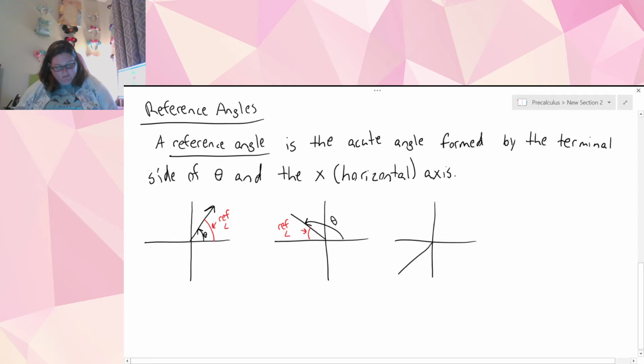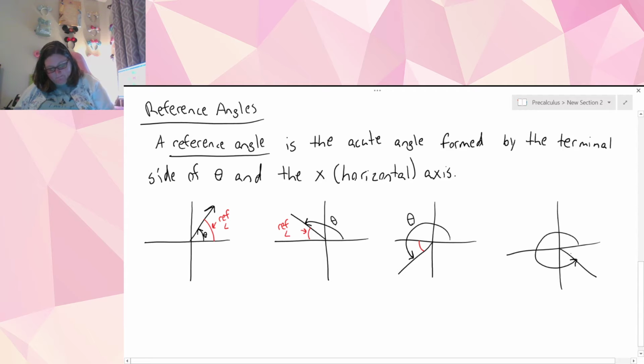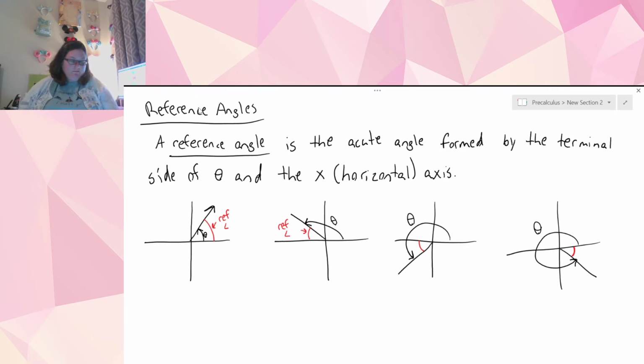In the third quadrant, I'm going around this way for theta. From here to here is my reference angle. I'm not going to write reference angle in there because I don't want to get it all muddied up. And then lastly, in the fourth quadrant, if this is my angle, then this angle here is my reference angle. So if this is theta, then that red line is my reference angle.